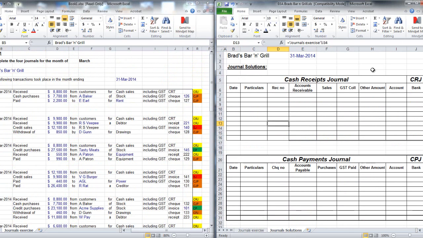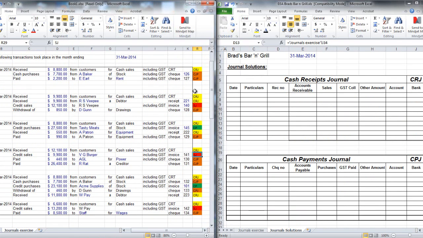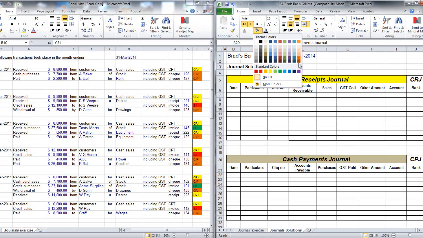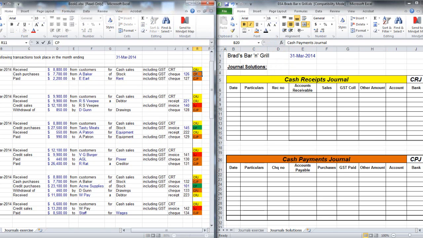Okay, so the first step you have to do on the left hand side, which I've already pre-done so you understand, and I've color coded them, is identify which transaction is which. So the yellow one is this one. The cash payments journal, the CPJ, is orange. I've done that wrong, so I'll put that correct now. CPJ.